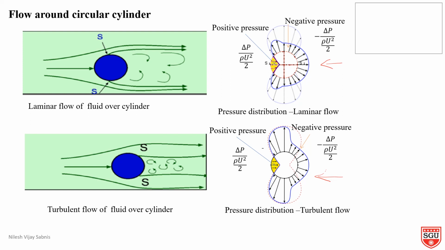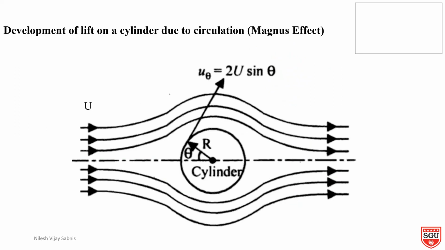on the other side. There is one concept, development of lift on a cylinder due to circulation, which is nothing but the Magnus effect. When a cylinder is rotated in a uniform flow, the lift force is produced on the cylinder. This phenomenon of lift force produced by a rotating cylinder in a uniform flow is known as the Magnus effect. It is a simple concept.